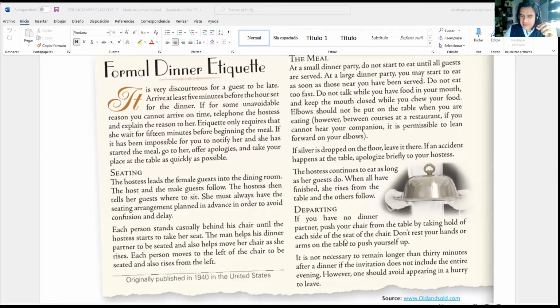each side of the seat of the chair. Don't rest your hands or arms on the table to push yourself up. It is not necessary to remain longer than 30 minutes after a dinner if the invitation does not include the entire evening. However, one should avoid appearing in a hurry to leave.